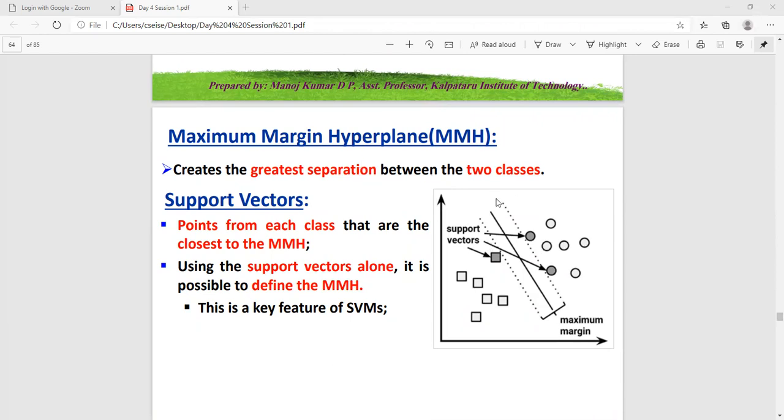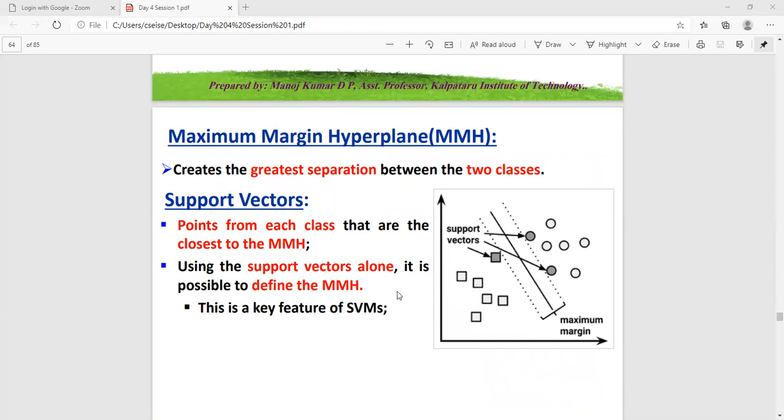It creates the greatest separation between the two classes. So what is it? Points from each class that are closest to MMH. What is MMH? Maximum margin hyperplane. So points from each class that are closest to MMH. Use the support vectors alone. It is possible to define MMH.